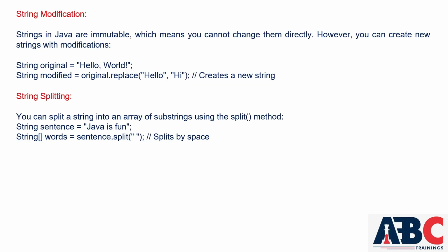String modifications. Strings in Java are immutable, which means they cannot be changed directly. However, you can create a new string with a modification. The original string is hello world. Replace hello with hi. So the output is hi world.